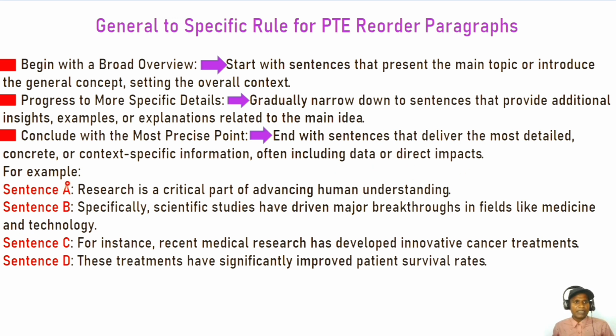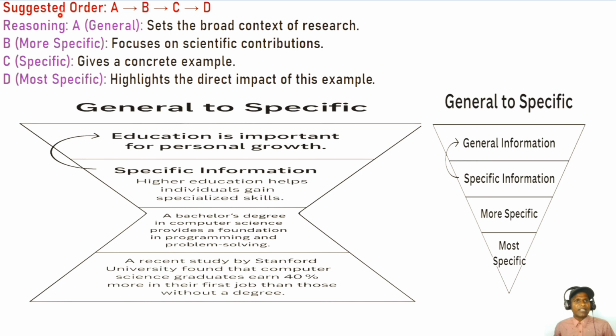For example, sentence A: research is a critical part of advancing human understanding. Sentence B: specifically, scientific studies have driven major breakthroughs in fields like medicine and technology. Sentence C: for instance, recent medical research has developed innovative cancer treatments. Sentence D: these treatments have significantly improved patient survival rates. The suggested order is here: A, B, C, D.